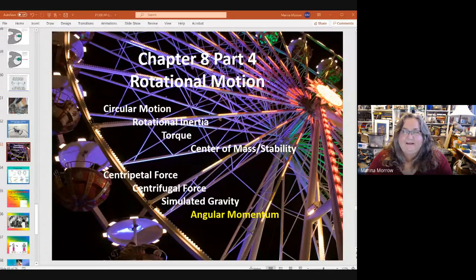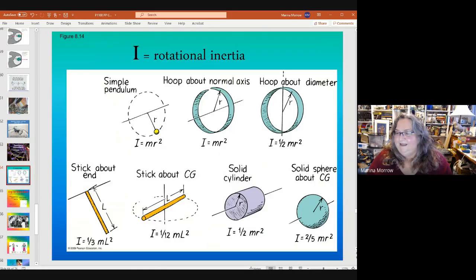Okay, so the last part of this chapter, and what we're going to be looking at is just angular momentum. So you may remember earlier in the chapter we were looking at the inertia, rotational inertia, which is represented by the letter I, capital I, for various objects.